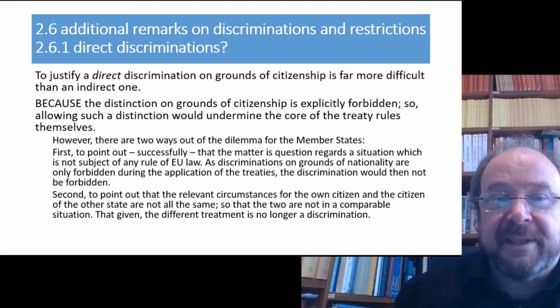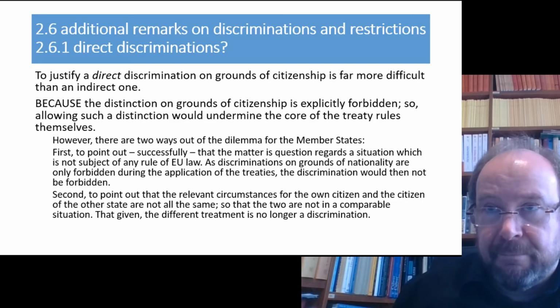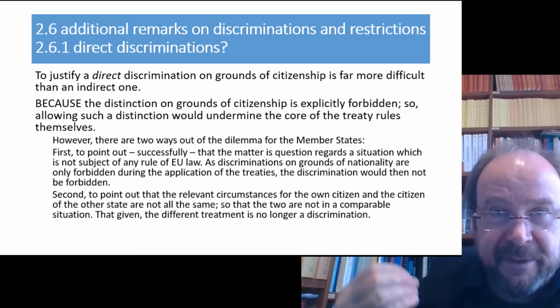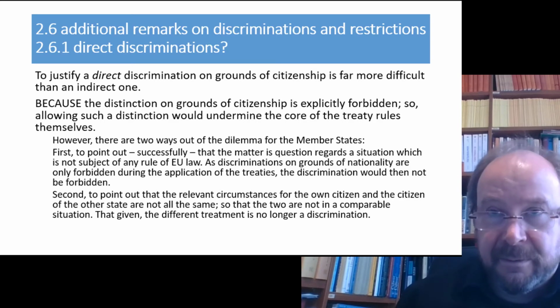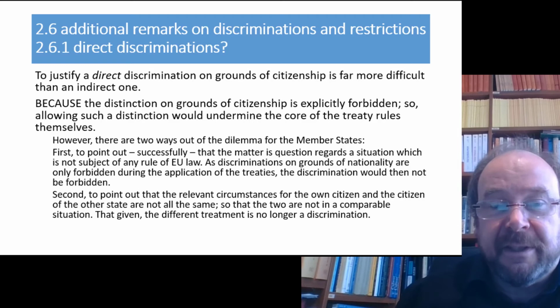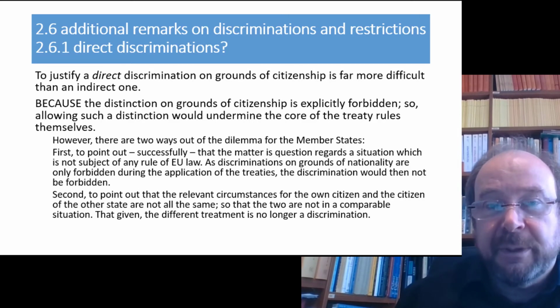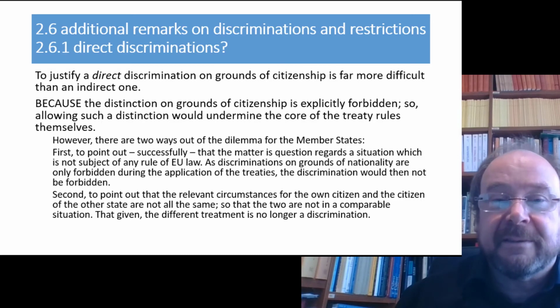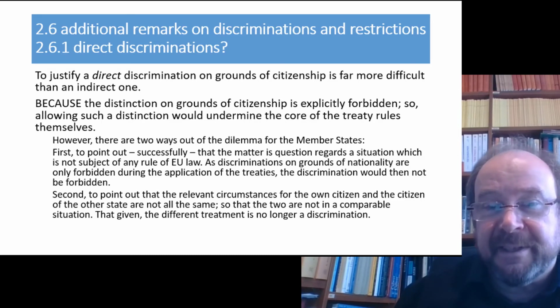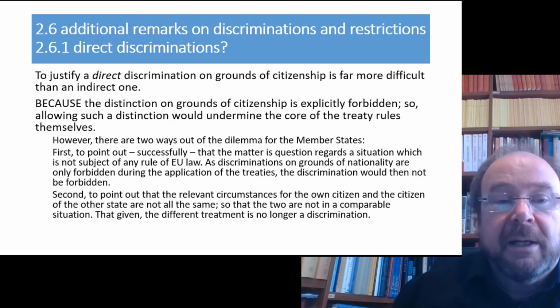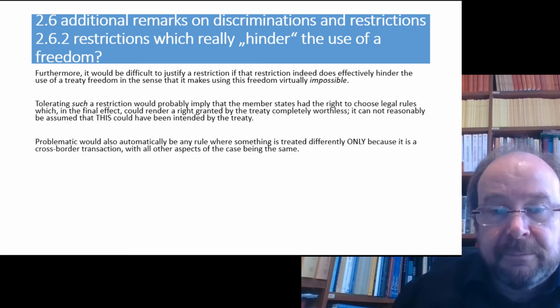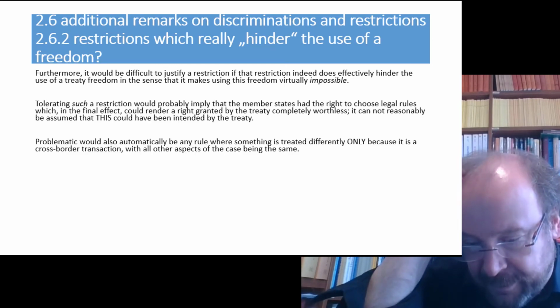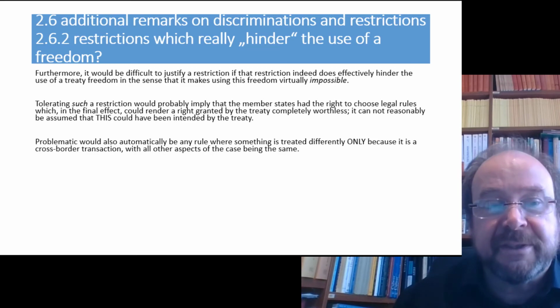And that is if you discuss discriminations where directly citizenship plays a role, not residence or other indirect discriminations. Where a direct discrimination plays a role, there you will have to expect such defenses brought forward by the member states and have to try to contradict them successfully. Well, the same is probably true when it comes to restrictions.